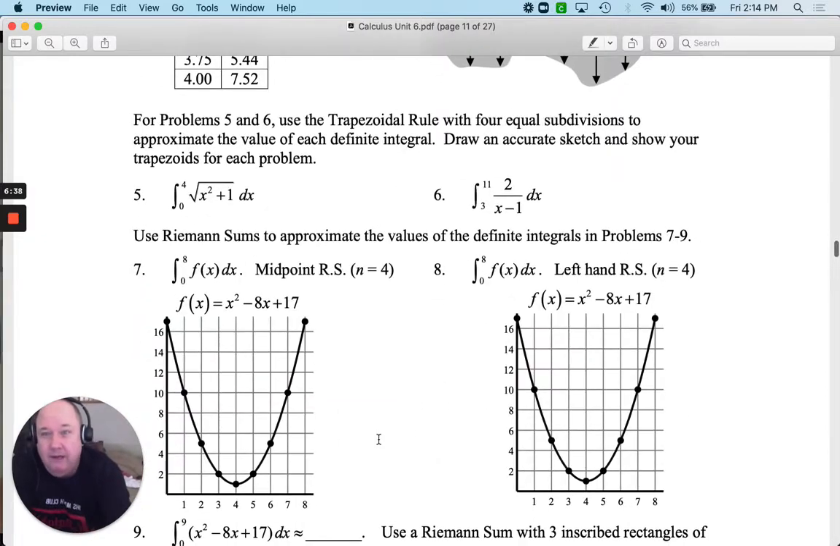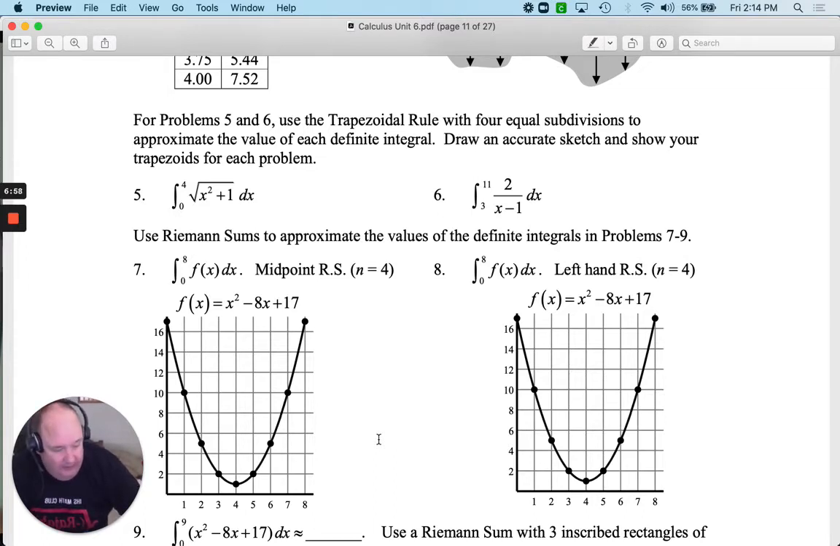In number 5, for problems 5 and 6, use the trapezoidal rule with 4 equal subdivisions. So if I want to find the width or the height of each trapezoid, you would get the upper bound, subtract the lower bound, divided by 4. So for 5, it's 1.